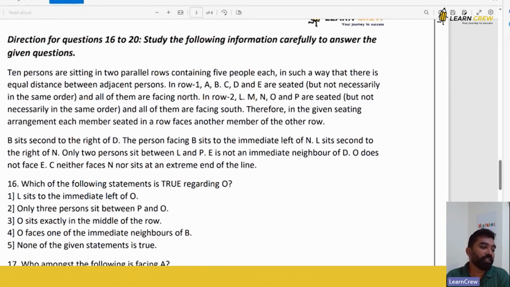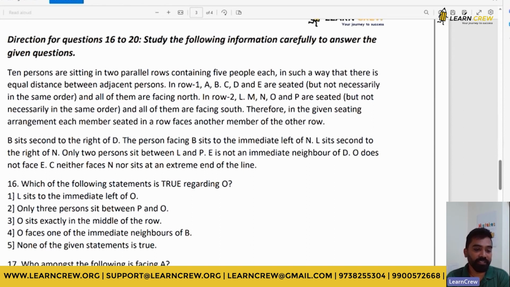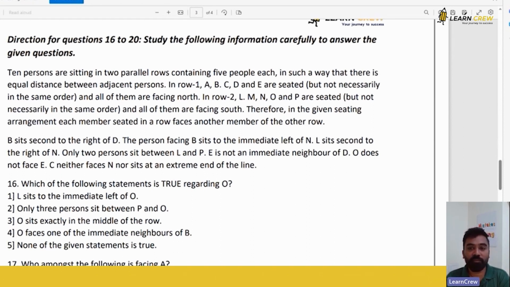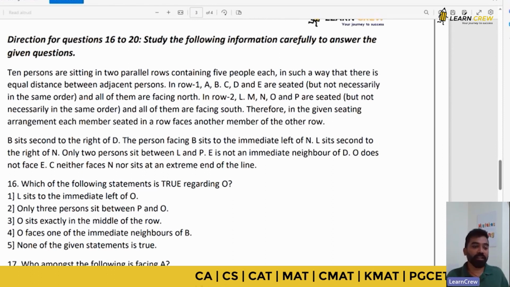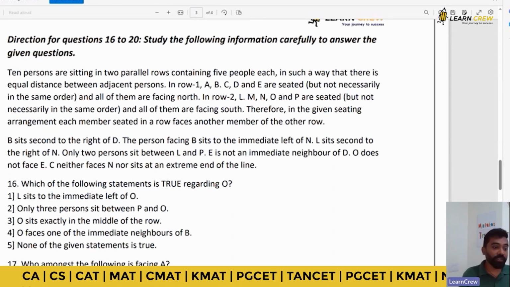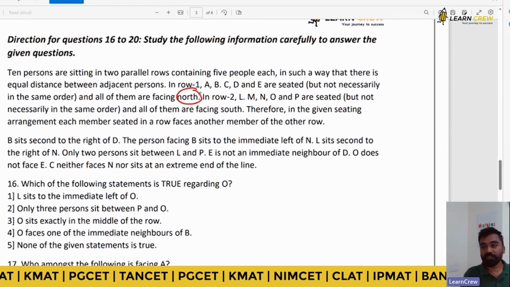10 persons are sitting in two parallel rows containing 5 people each in such a way that there is equidistant between adjacent persons. In row 1, there are A, B, C, D, E seated, but not necessarily in the same order. They need not sit in A, B, C, D order. They might sit anyways. But in row 1, there are 5 people A, B, C, D, E. And all of them are facing north. Okay, row 1 is facing north.